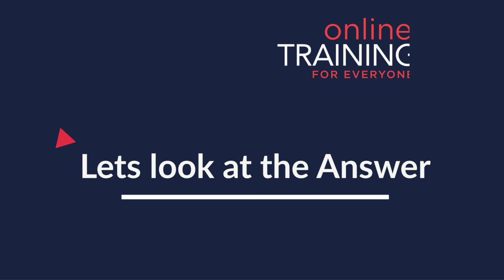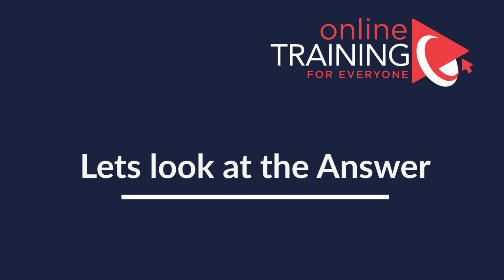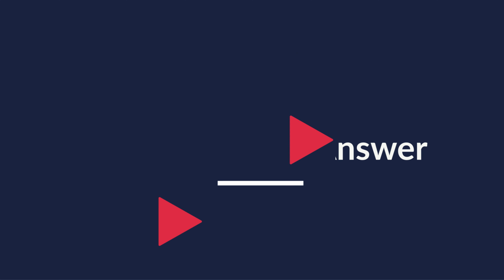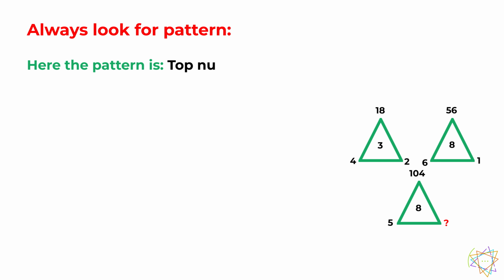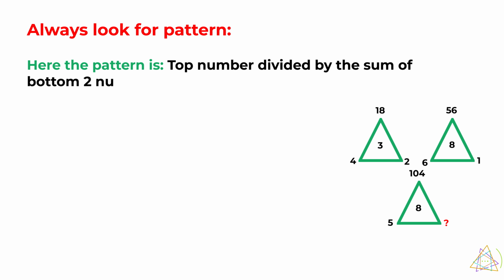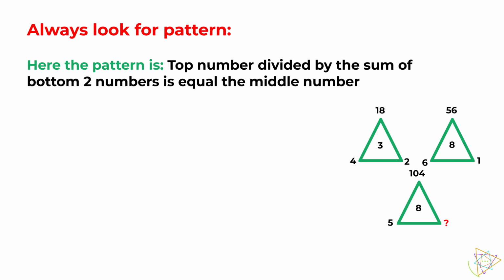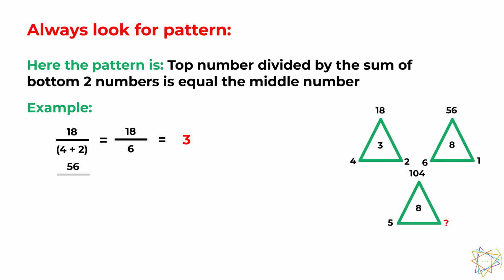As usual, my advice to you, always look for patterns. And in this particular problem, the pattern is that the top number divided by the sum of the bottom 2 numbers is equal to the middle number. Let's look at the example. For example, 18 divided by the sum of 4 plus 2 would be an equivalent of 18 divided by 6 and would result in 3. 56 divided by the sum of 6 and 1 would be an equivalent of 56 divided by 7 and would equal 8.